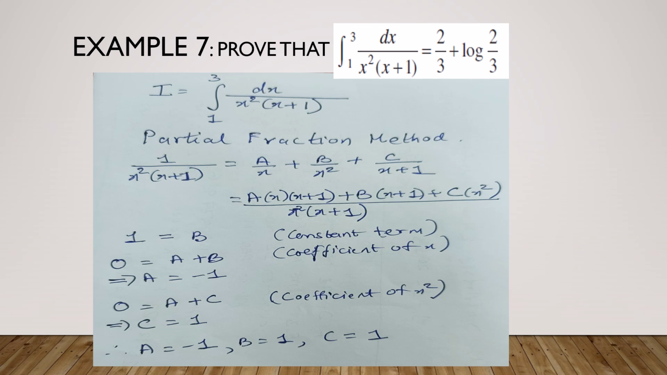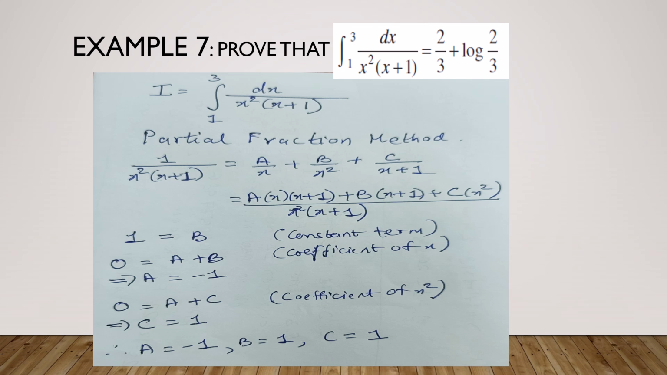Now compare the coefficient of x on both sides. On the left-hand side it is 0. On the right-hand side it is a plus b. So putting the value of b as 1, a is minus 1. Similarly, comparing the coefficient of x squared, you get c as 1. So what we have got is a is minus 1, b is 1 and c is equal to 1.